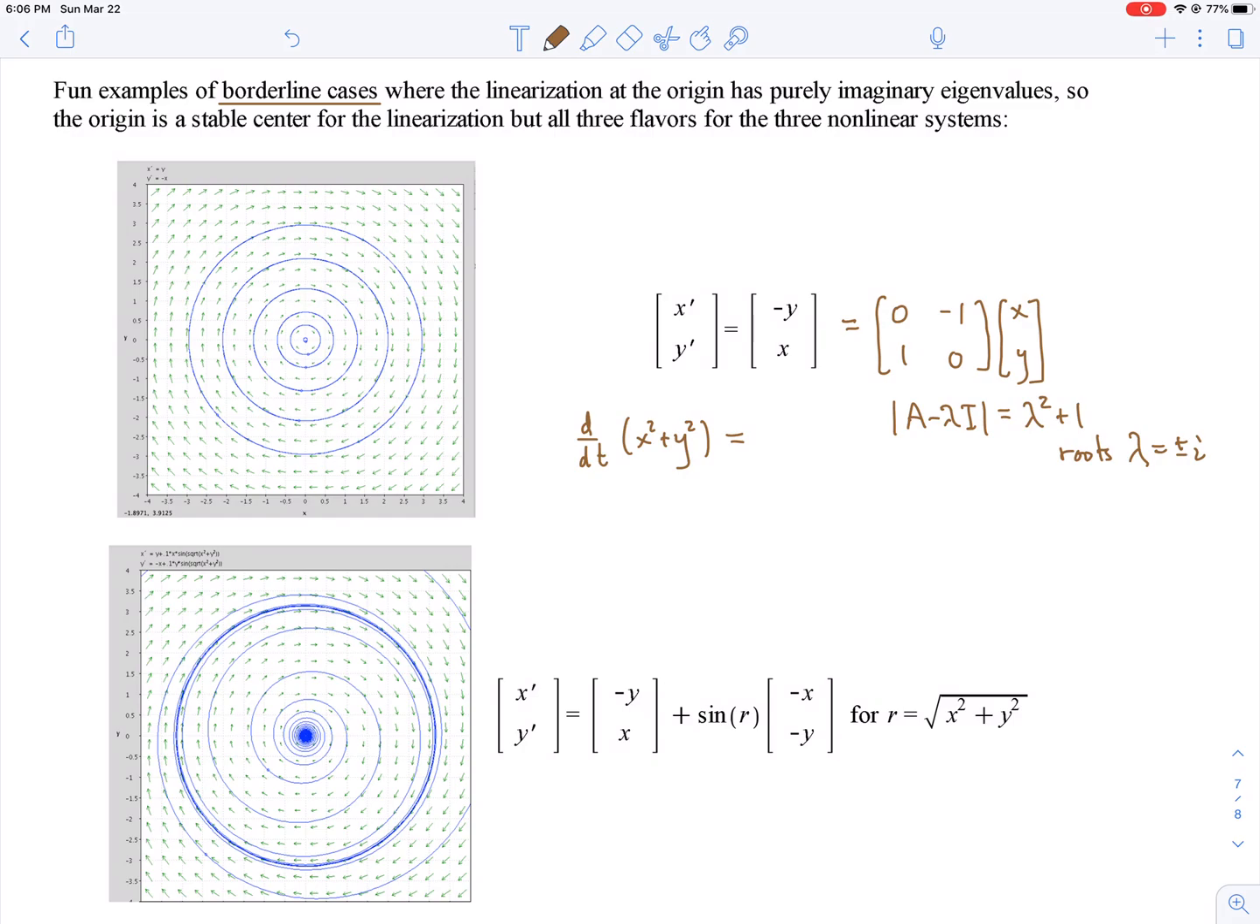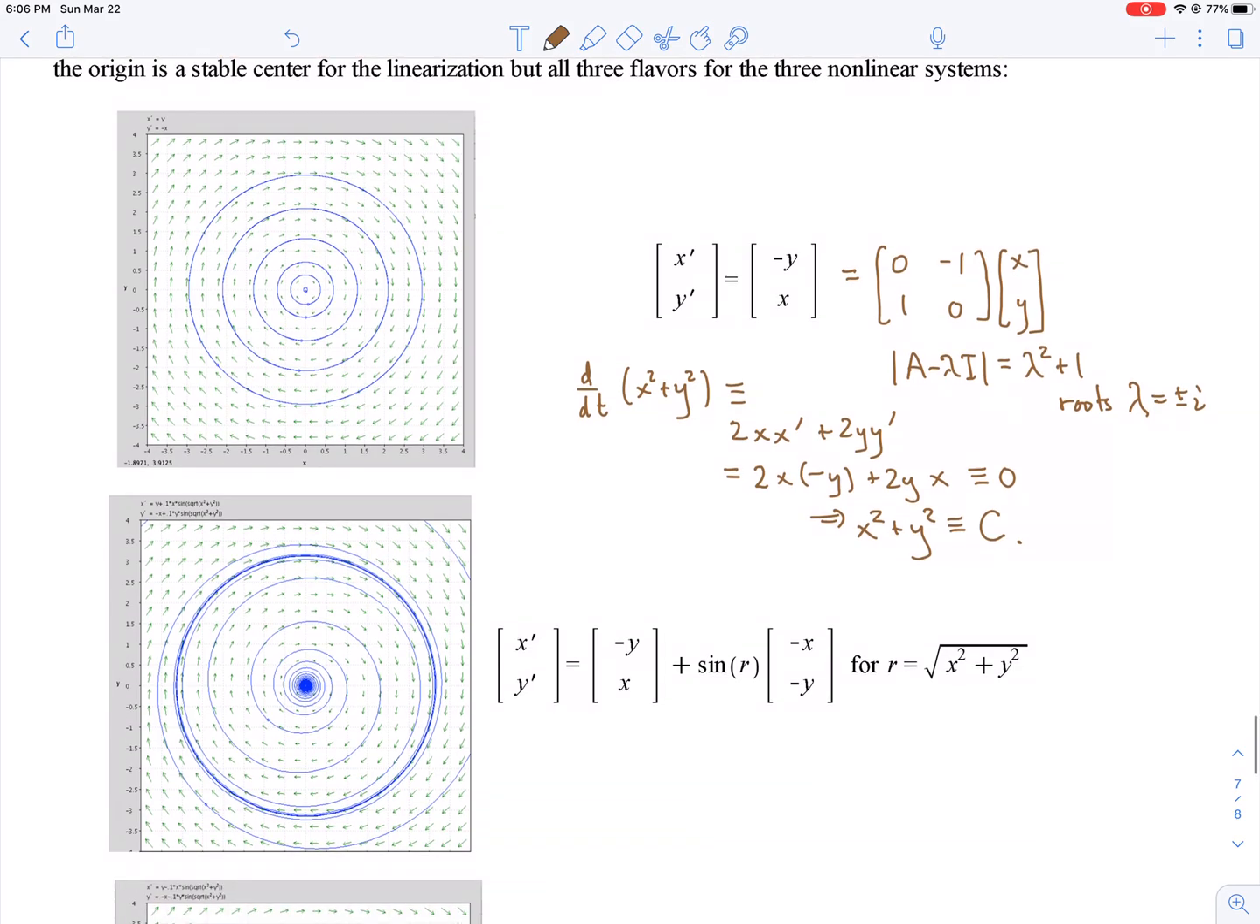Okay, so by the chain rule, this is 2x x prime plus 2y y prime, which from the differential equation is 2x times minus y plus 2y times x. Those terms cancel, and I get 0 for all time. So x squared plus y squared is indeed a constant for any solution trajectory.